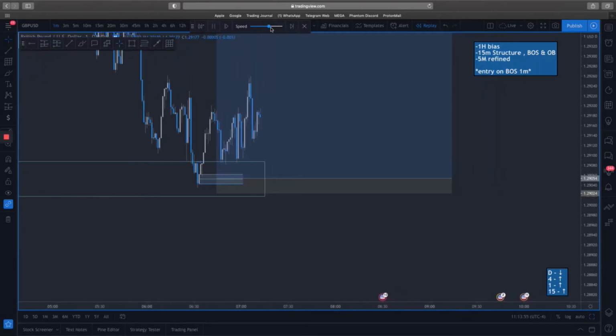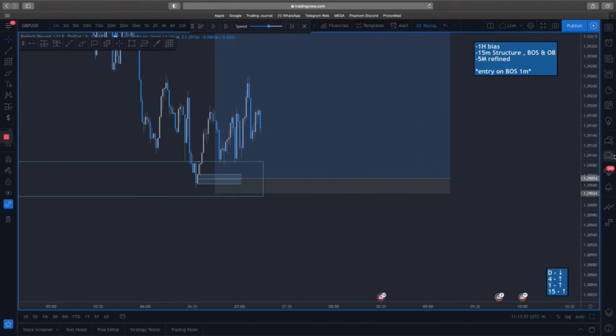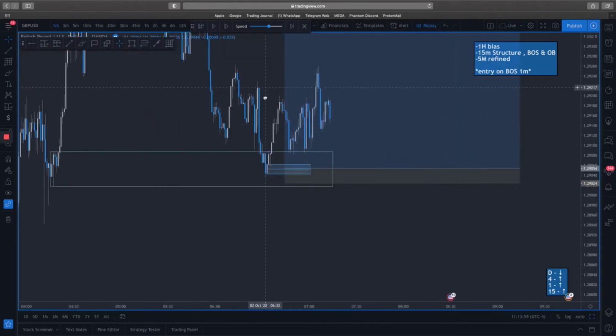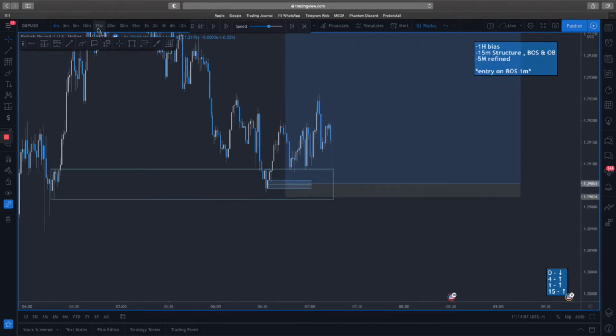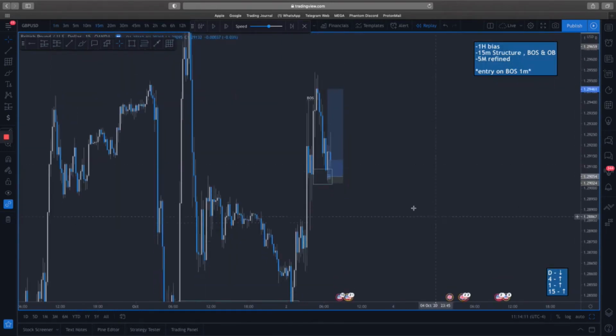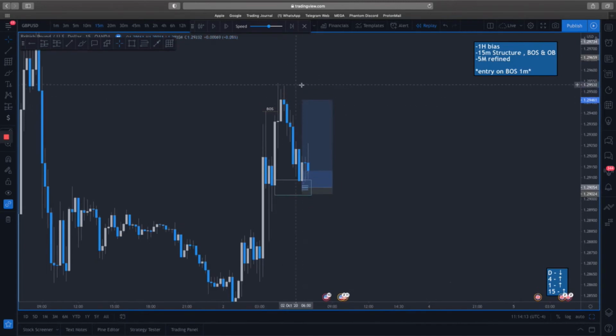Wow, that's quick. Now, one thing I want to point out here: don't get too freaked out when you see these breaks of structure and say, okay, well now it's moved without me, there's no chance of it coming down. That's not true, because remember, we're following 15-minute structure. So this order is still valid because we haven't broken the 15-minute structure yet. We're still within the 15-minute range.